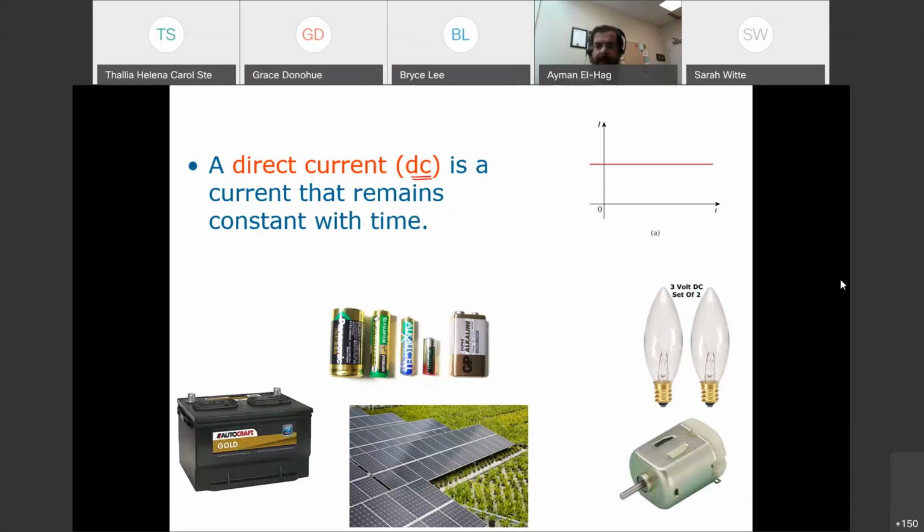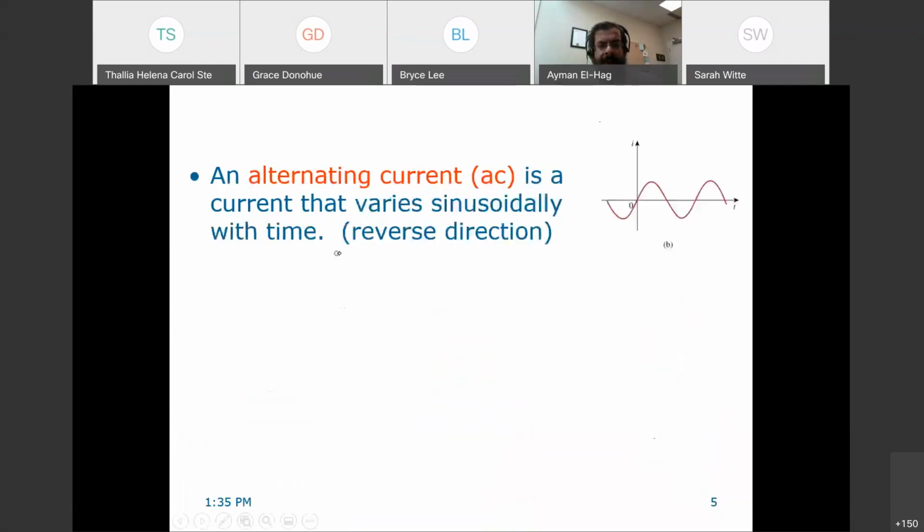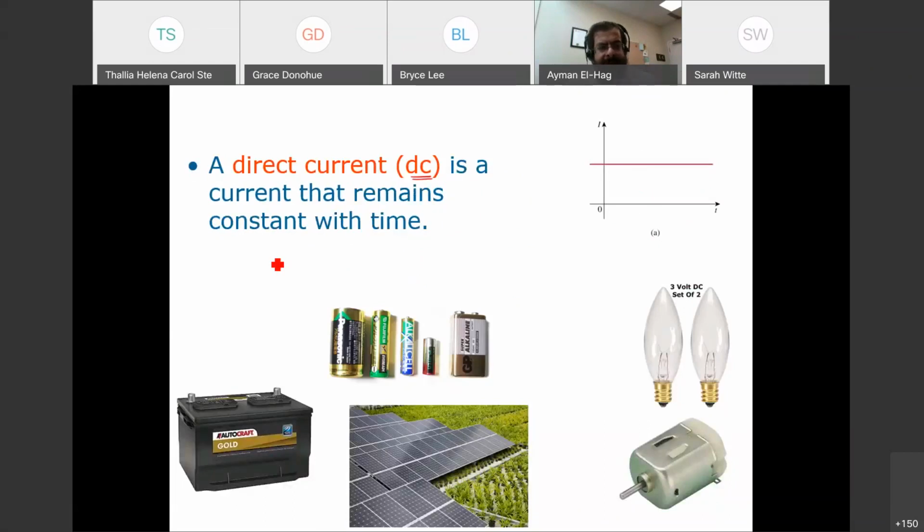So let me talk about this one again. We will have the source. This is my source, so these are examples of the source. Those will supply the current to the loads. The loads will consume this, and the current will flow here and go through these loads and come back. We will have a continuous circuit.